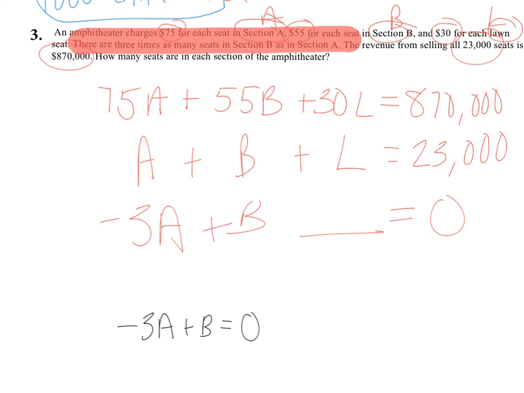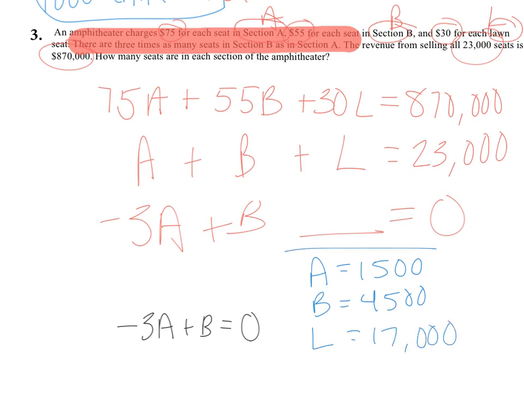Okay, we have the answer. Section A, there are 1,500 seats. Section B, there are 4,500 seats. And the lawn, oops, I did C. Oh, let's try that again. Lawn is 17,000. And that is the correct answer.